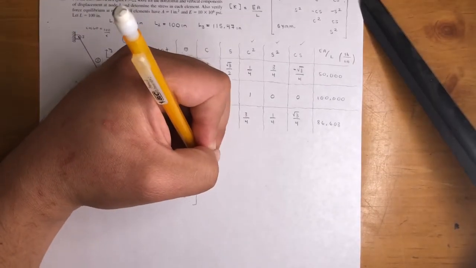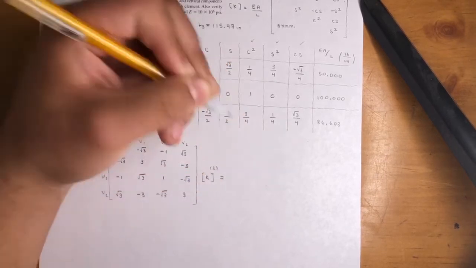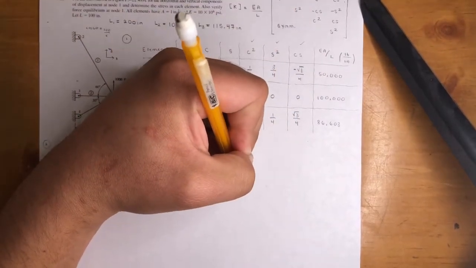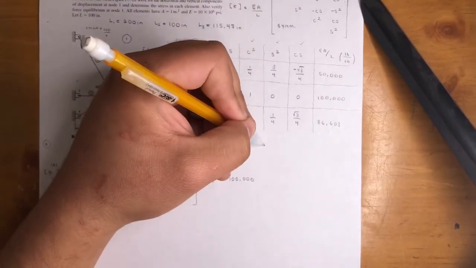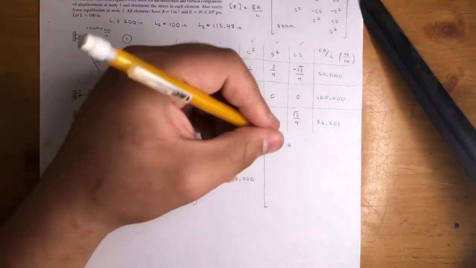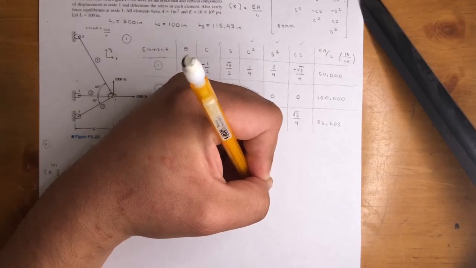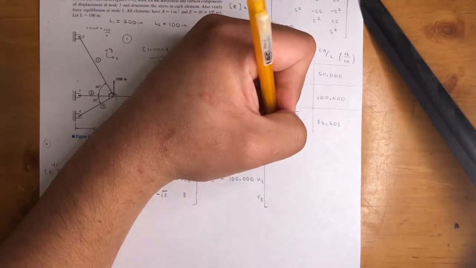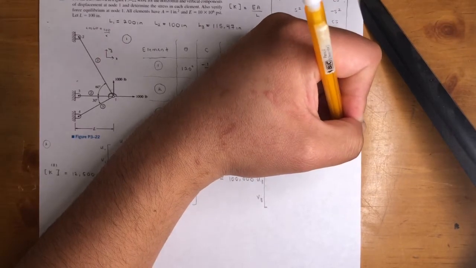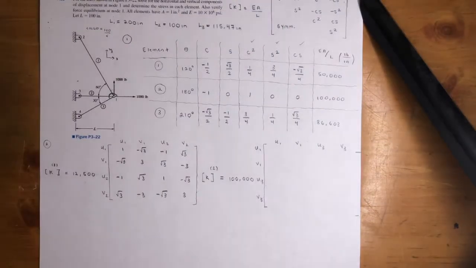Next one, we got K of element 2 now. That's equal to EA over L of element 2. That was 100,000. So let's put 100,000 here. And same thing, right? This one is between nodes 1 and 3. So it's going to be U1, V1, U3, V3, U1, V1, U3, V3. So let's close it here. Let's close it here. So now this matrix.